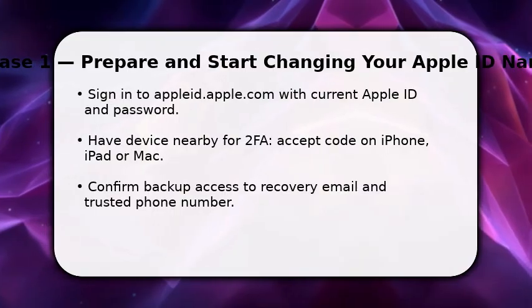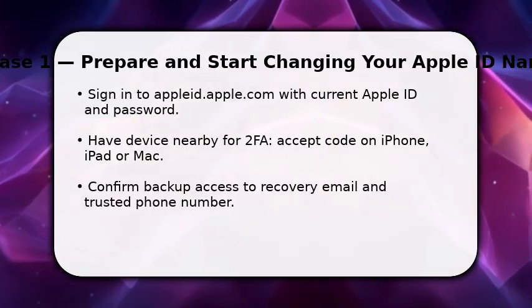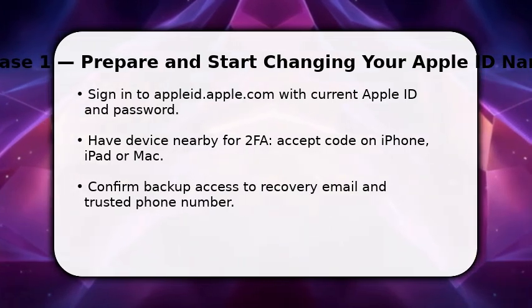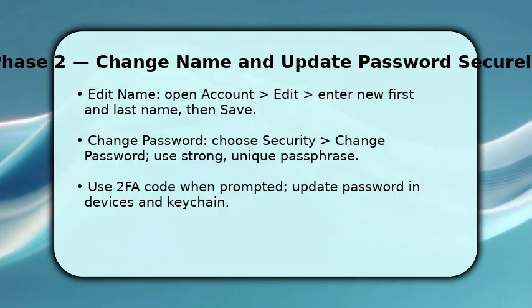You do this now because changing name and password requires re-verification. Having recovery email and trusted phone accessible prevents lockout. You now change the visible name and then update the password in a deliberate order.